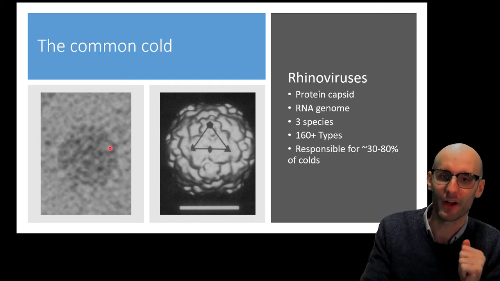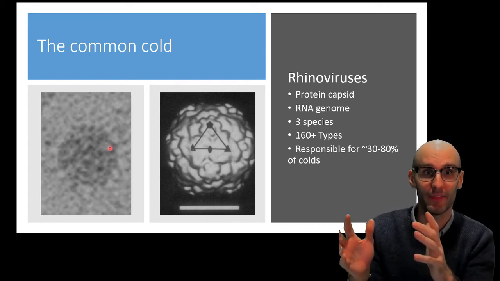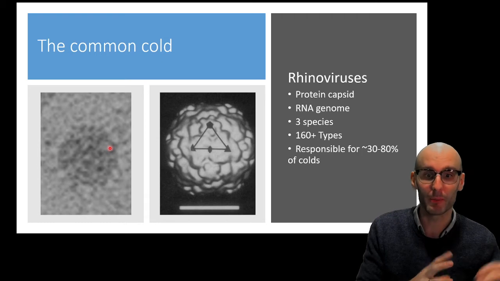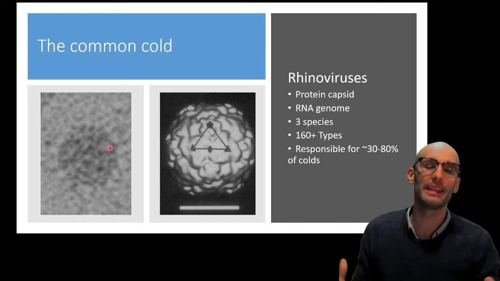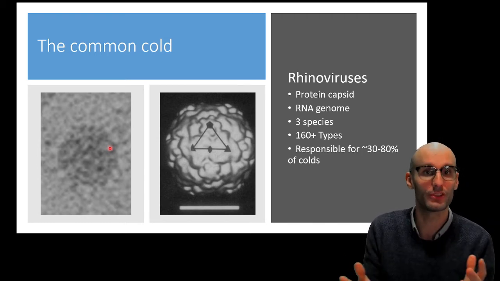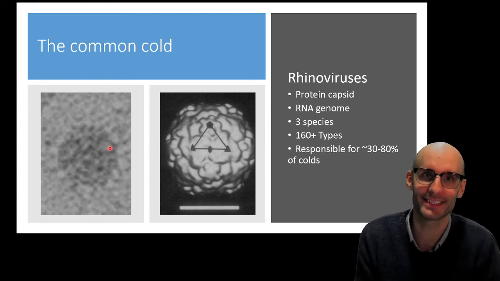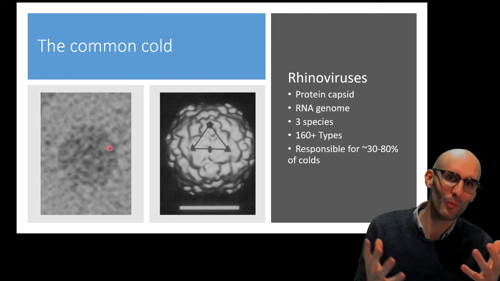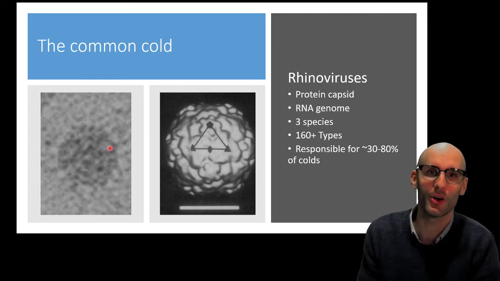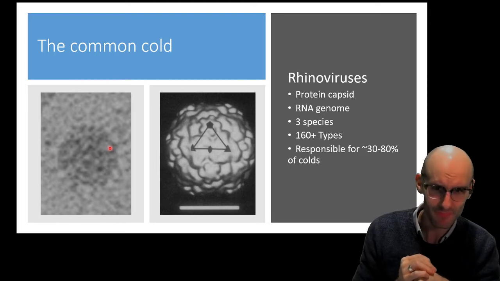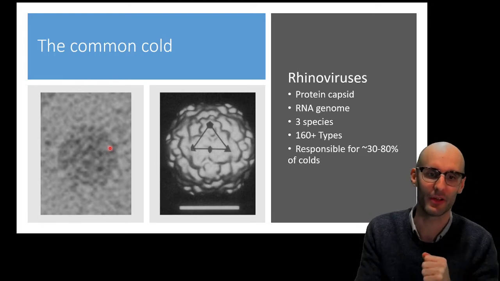Now, a rhinovirus has a protein capsid, so we can put it in that group by its container. It has an RNA genome, that's another group we can put it in. Now, it has 3 species, which basically means the genetic diversity is enough to define them as different species, but over 160 types. This is why you don't get immunized for the common cold and why we're just constantly getting the cold over and over again. It's because there's so many different types of rhinoviruses.